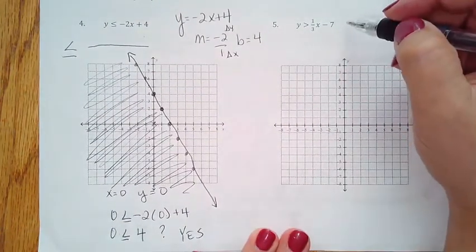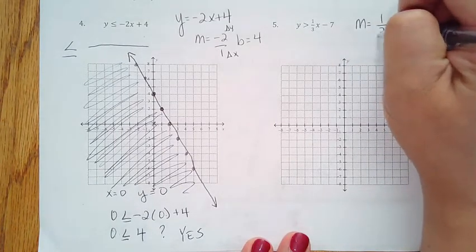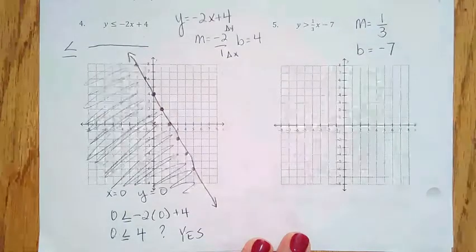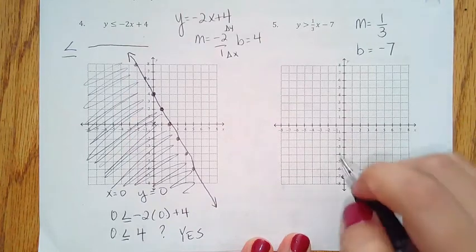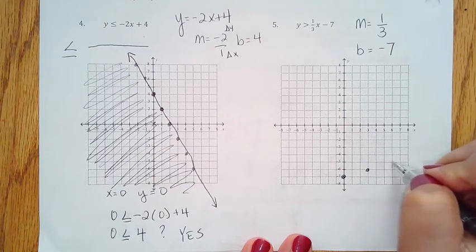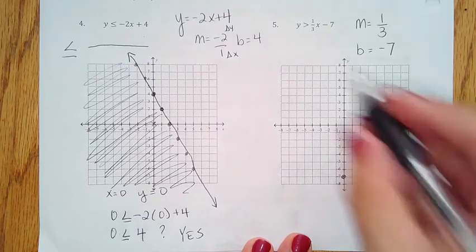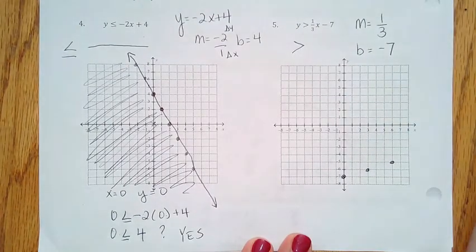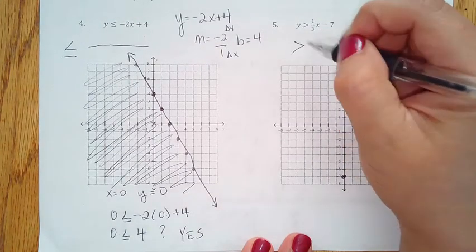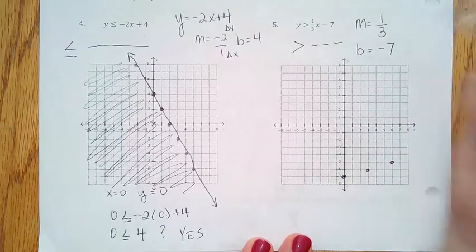This one's also in y equals mx plus b form. So my slope is 1 over 3, and my y-intercept is negative 7. I'm going to go down to negative 7, and then I'm going to go up 1 over 3, up 1 over 3. Well, that looks kind of weird. It's hardly on the graph. Oh well. Now I'm going to look at my inequality. That's going to be a dotted line, so it's everything that's greater than the equation, but not including the line.